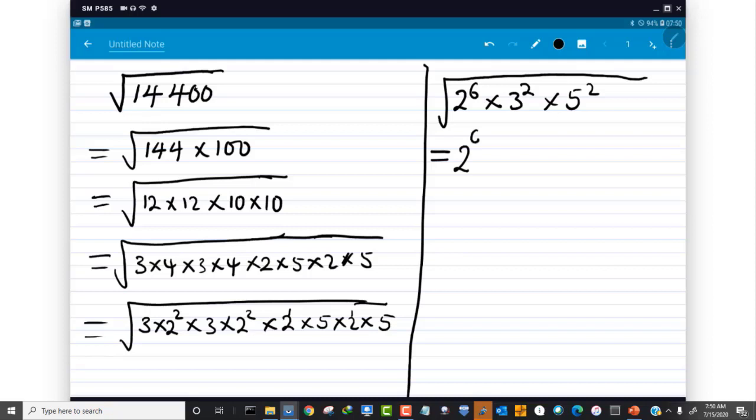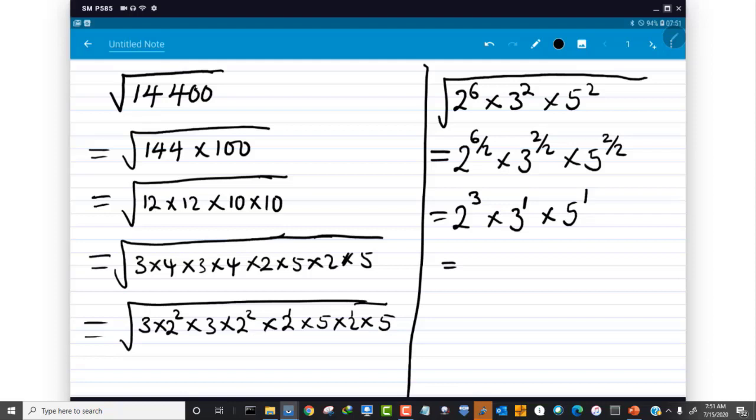So here we are going to have 2 raised to the power 6 divided by 2 times 3 raised to the power 2 divided by 2 times 5 raised to the power 2 divided by 2. Which gives 2 raised to the power 3 times 3 raised to the power 1 times 5 raised to the power 1, and that gives us 8. That's 2 raised to the power 3 times 3 times 5, and that is 24 times 5, which is going to be 120. So that is the square root of 14,400 using prime factorization.